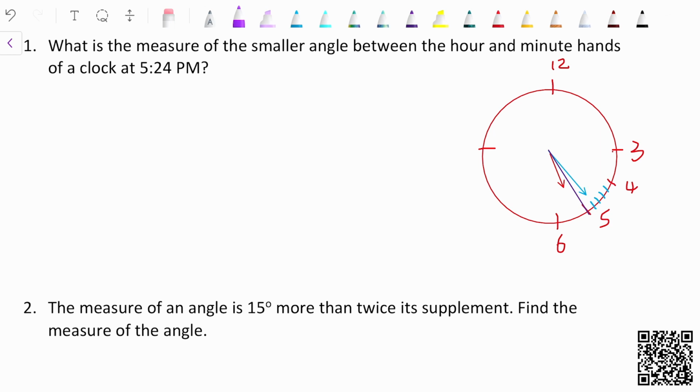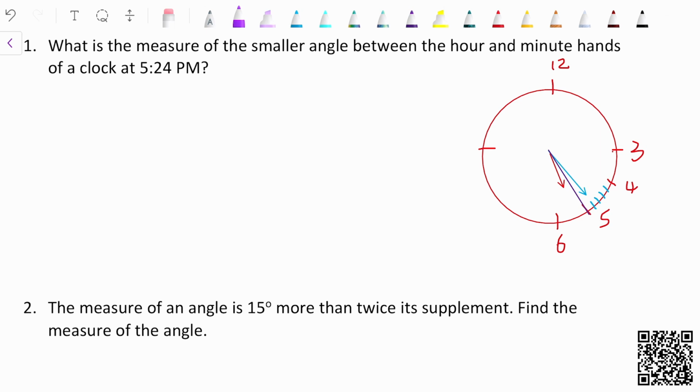Today's first question is, what is the measure of the smaller angle between the hour and minute hands of a clock at 5:24 p.m.? Since I already have a graph of this drawn out, but when you're drawing it, you have to be especially careful, because if you've ever read an analog clock, you know that the hour hand actually moves along with the minute hand. So the red one is the hour hand, by the way. But the red one wouldn't be exactly on 5 anymore because it's already scooted over along with the minute hand, albeit a little bit slower.